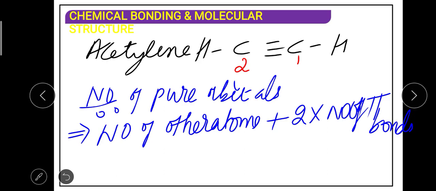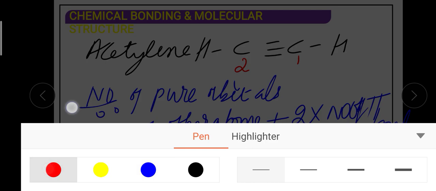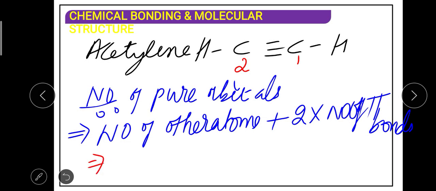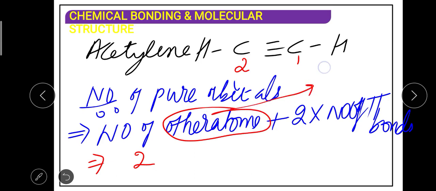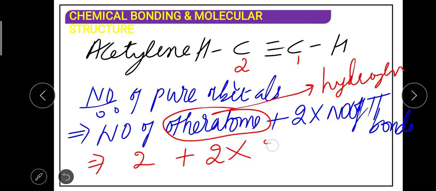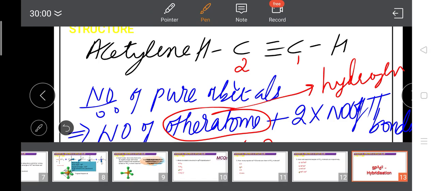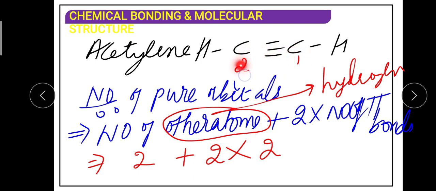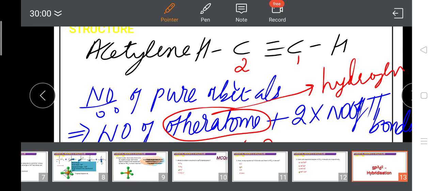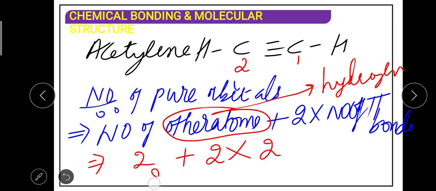Children, now the number of other atoms in this compound, I'll change the color. The other atoms are which ones? Hydrogens. How many? 2. Plus, how many pi bonds are there? 2 into 2 pi bonds. One is with respect to carbon 1, and one with respect to carbon 2, as we saw in the earlier slide. So the answer is going to be 2 plus 4, which is 6.